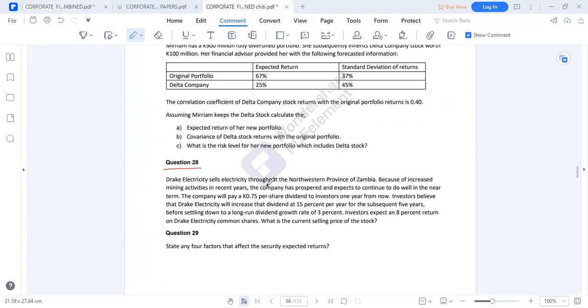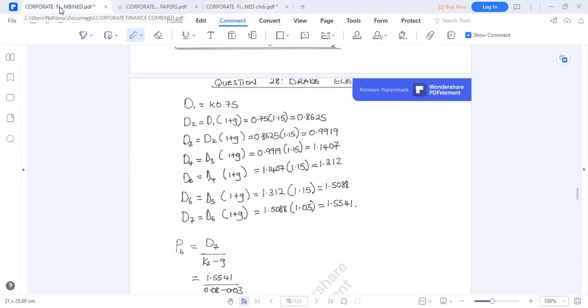What's this? Stock valuation. So we're told that Drake is dealing in electricity. They are willing to pay 4.75 1 year from now. Investors believe in starting with a 15% growth for the subsequent 5 years and 3% thereafter. They have an expected rate of return of 8%. What is the value of the stock today?